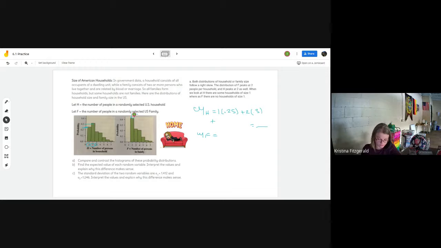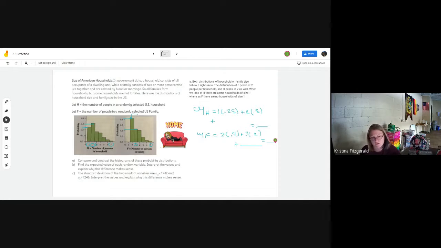For F, the family starts at 2, so I would say 2, and this is at 0.4, plus the next value, 3, at about 0.2. You can do reasonable estimates for these, plus, and then make sure you go all the way up to 7 for each of those to get your numbers.